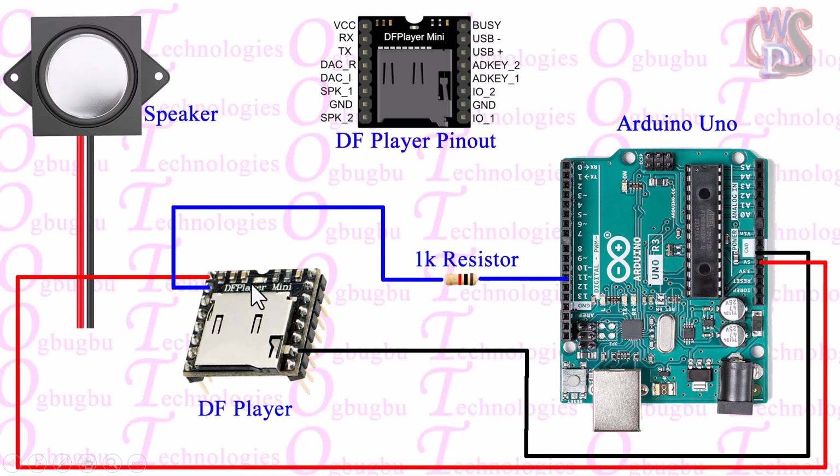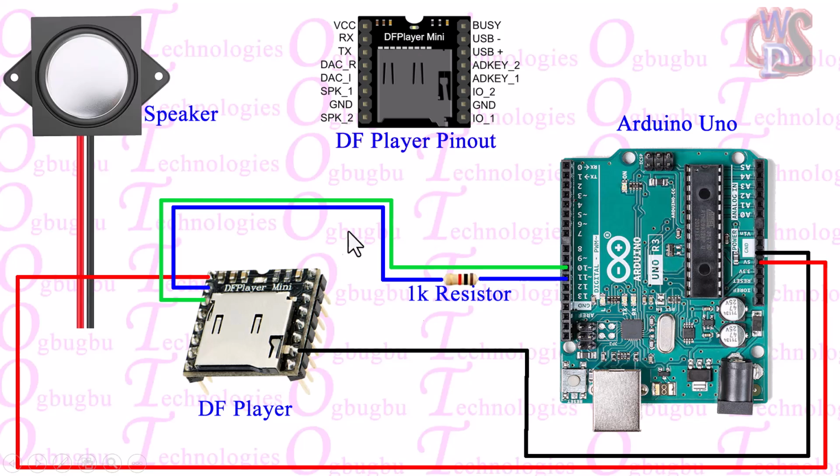This RX. Now as you can see, there's a 1K resistor between the Arduino Uno and the RX pin. The reason for this is that this device has a voltage tolerance of 3.3 volts at this RX pin. So if you connect this pin, D11, directly to this RX pin, it might damage the device, or it might not even work. So the reason for this is to reduce the amount of voltage and current that will be coming into this device via this RX pin. So that is the reason for this 1K resistor.